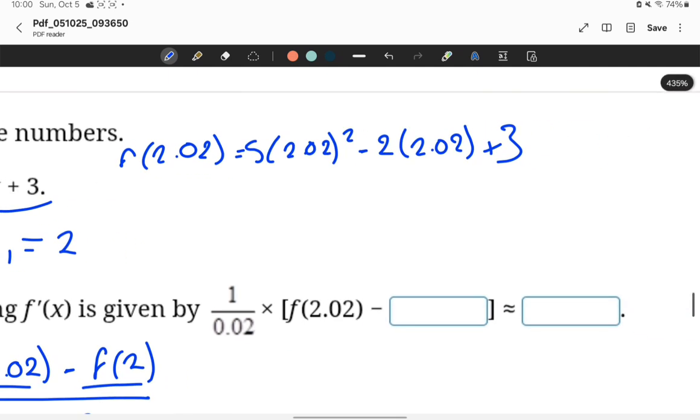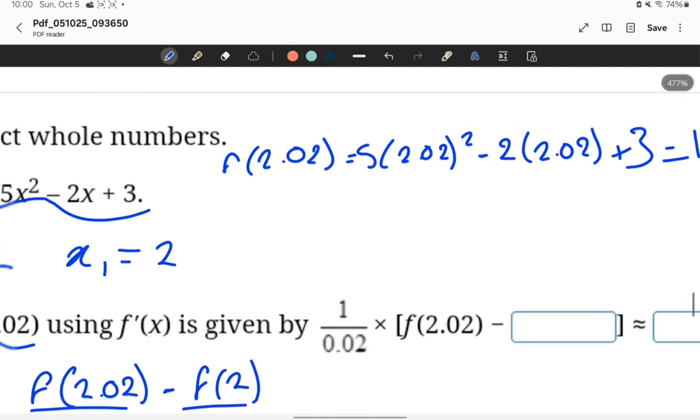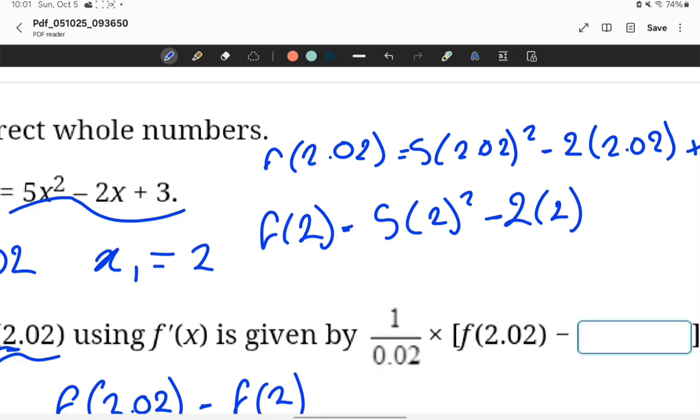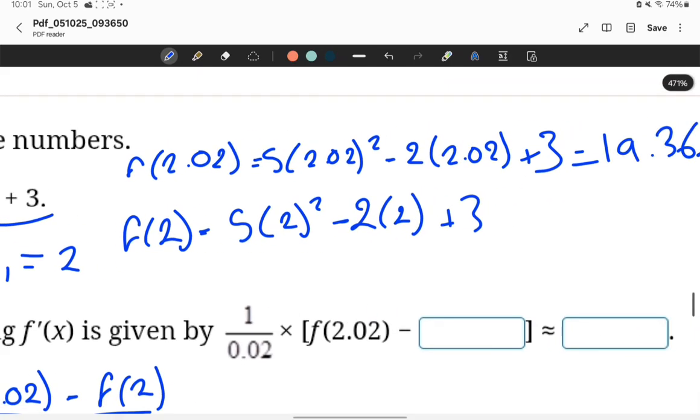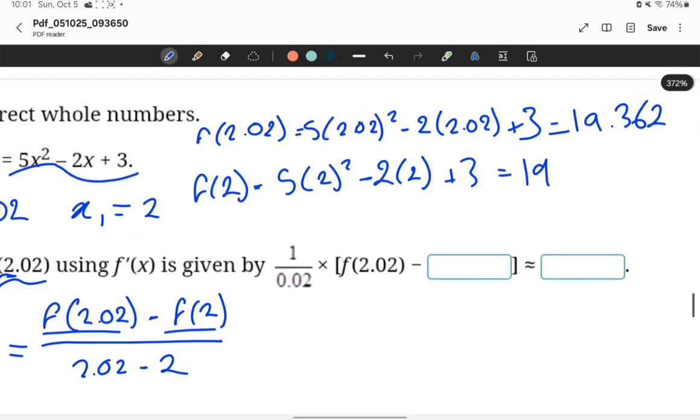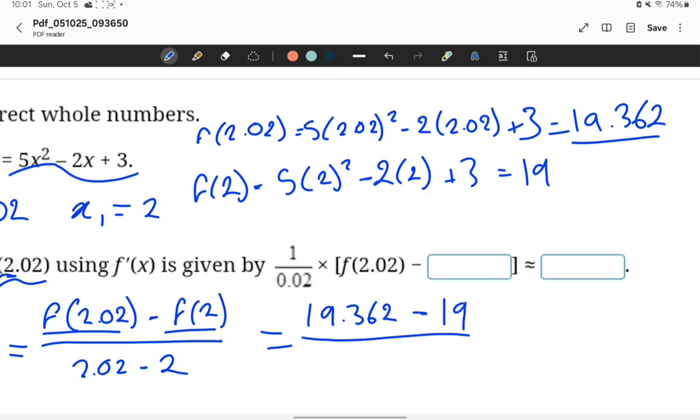You get a decimal, like 19.3624 something. And for f of 2, you do the same thing, substitute 2 into 5x squared minus 2x plus 3, and it's 19. Okay, now we're going to take this back and substitute into our formula. So here we go, f of 2.02 is 19.362 minus 19 over 2.02 minus 2, which is just 0.02.